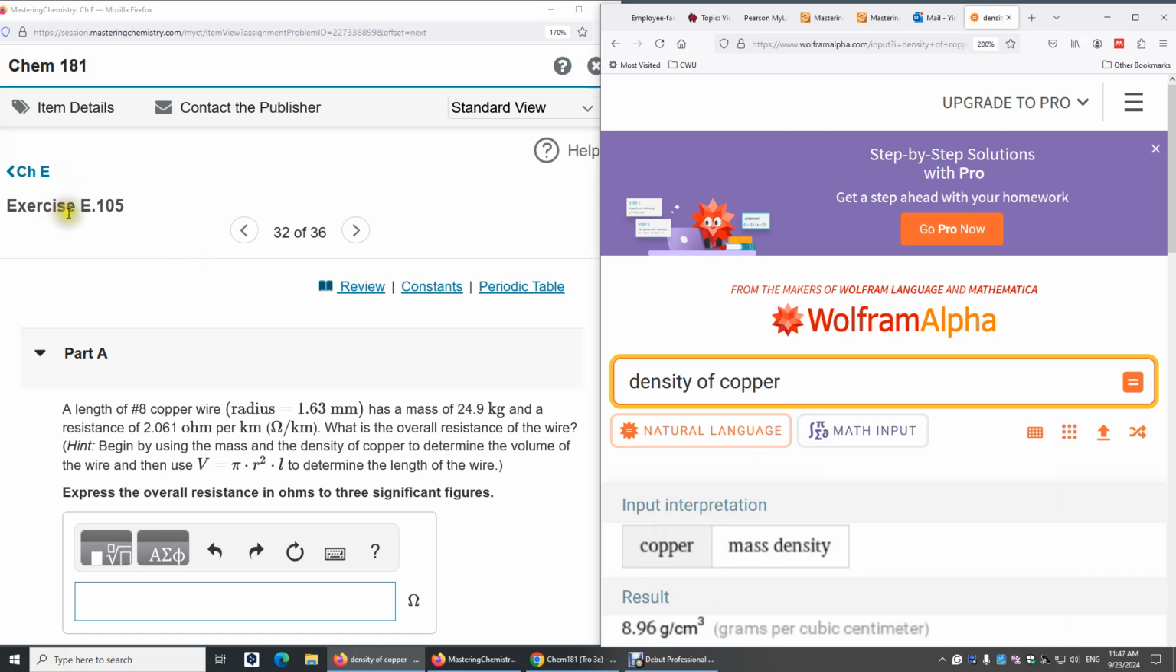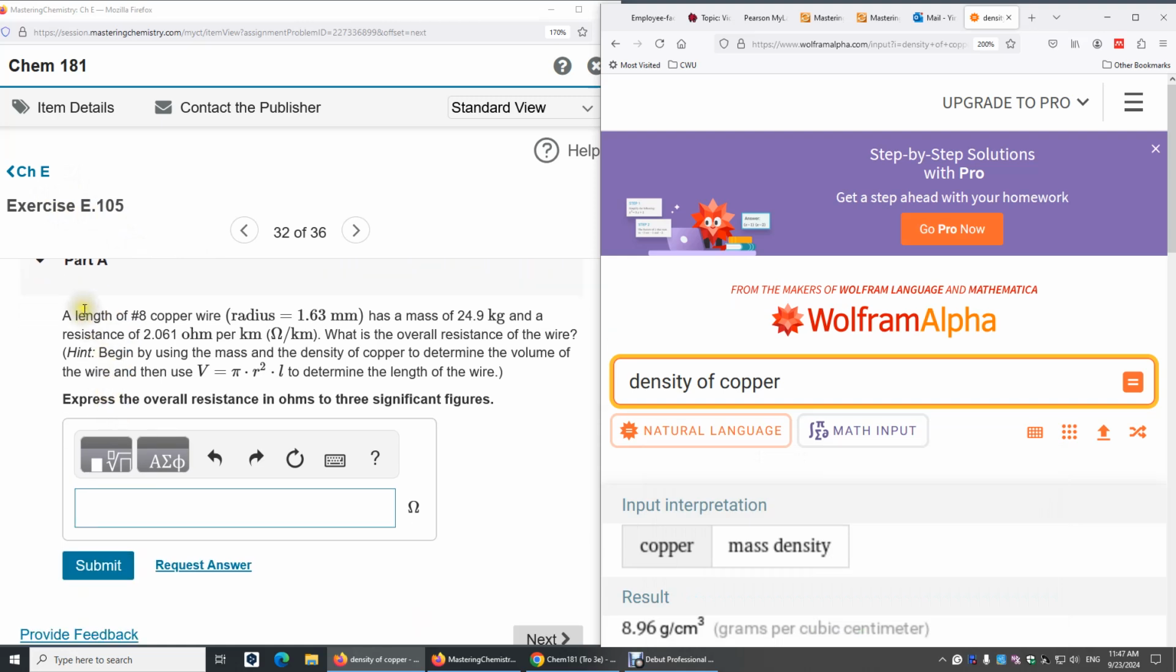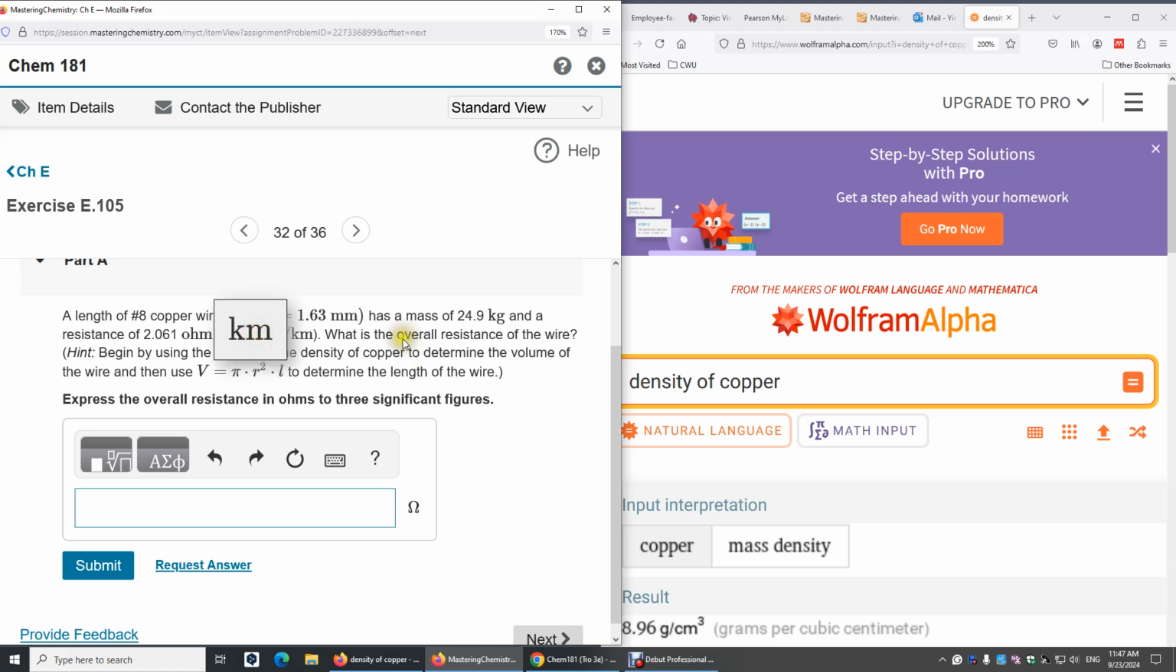Chapter E, Exercise E.105, Part A. A length of number 8 copper wire has a mass of 24.9 kilograms and a resistance of 2.061 ohm per kilometer. What's the overall resistance?